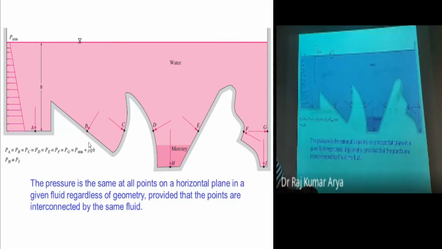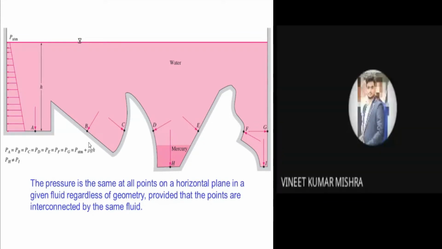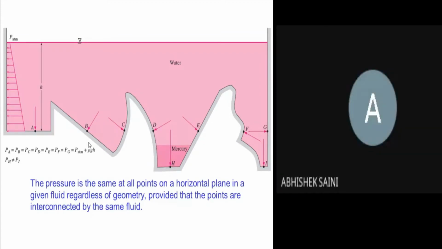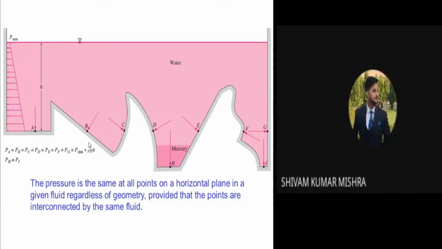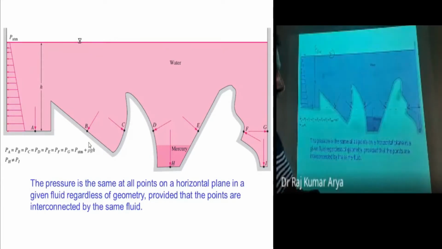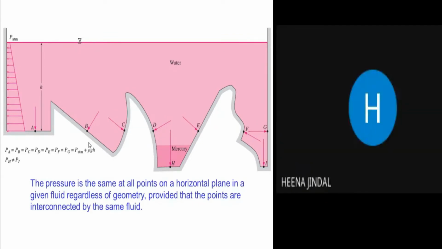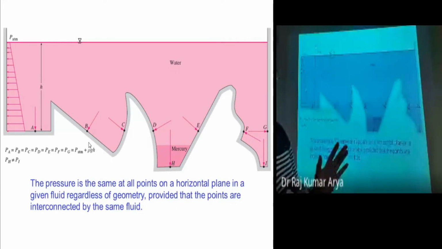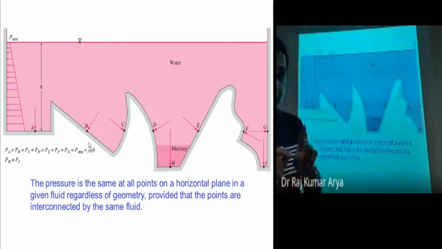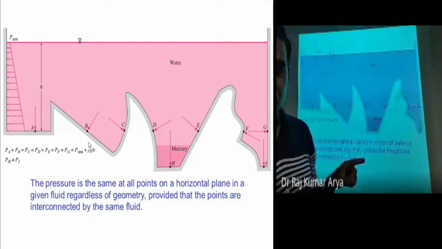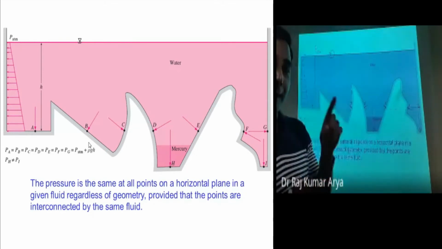But why is it so? Because of the same level, same elevation. The horizontal level is the same. Same fluid. Same fluid is fine, but they are connected also.